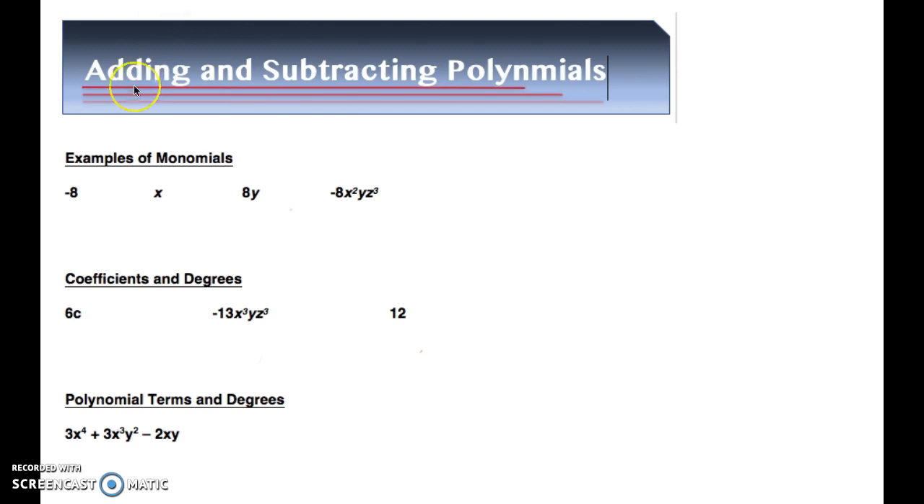A monomial is a single term. It could be a constant, like just a number, in this case -8. It could be a single variable like x or r or c. It could be the multiplication of a constant and a variable like an 8y. It can be the combination, or the product, of a constant and multiple variables like in this case. So these are all considered to be monomials. Now, another word that we use for each monomial is a term.